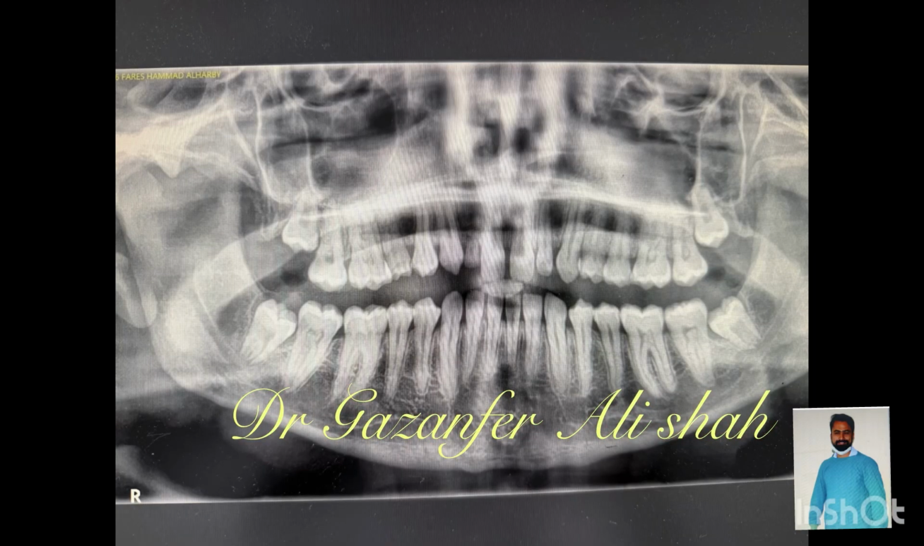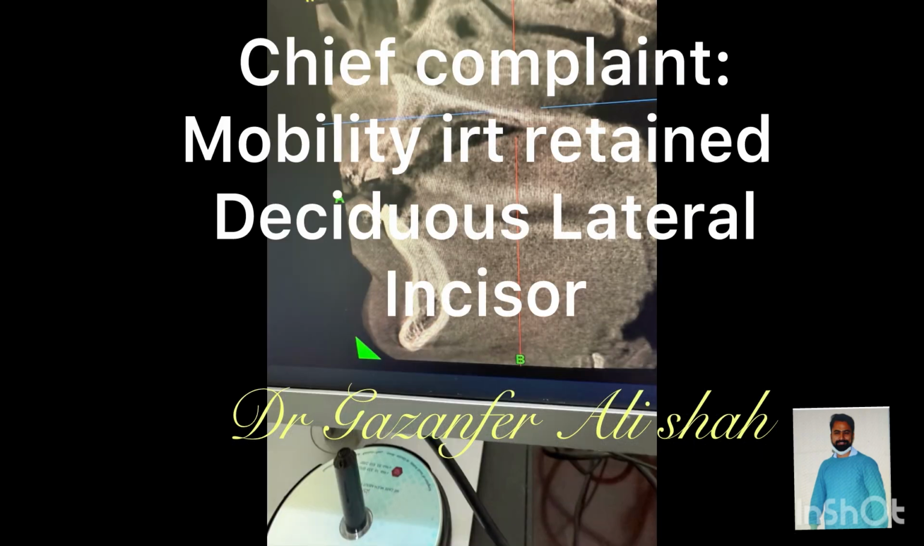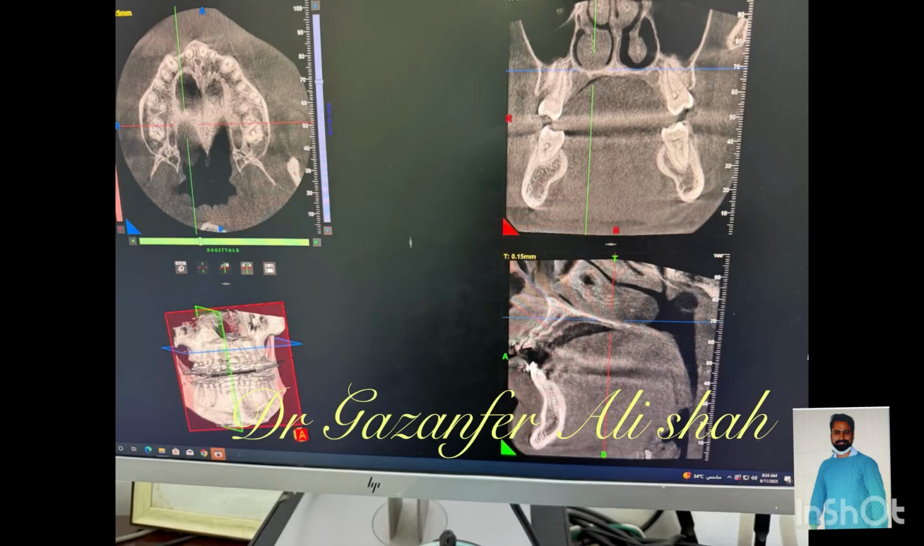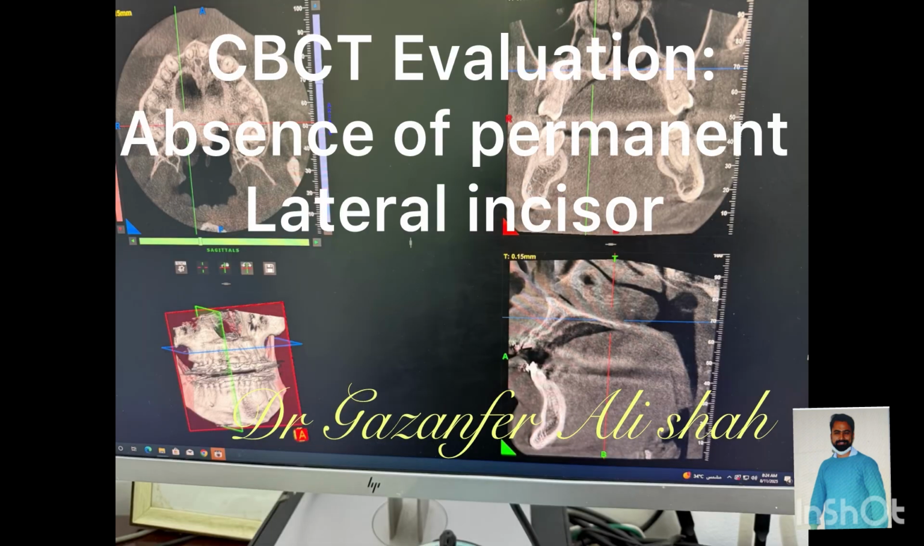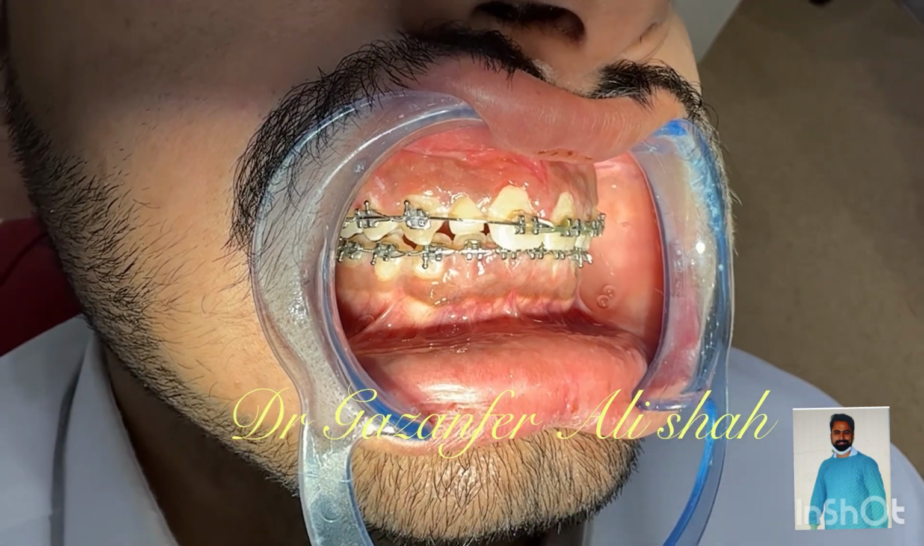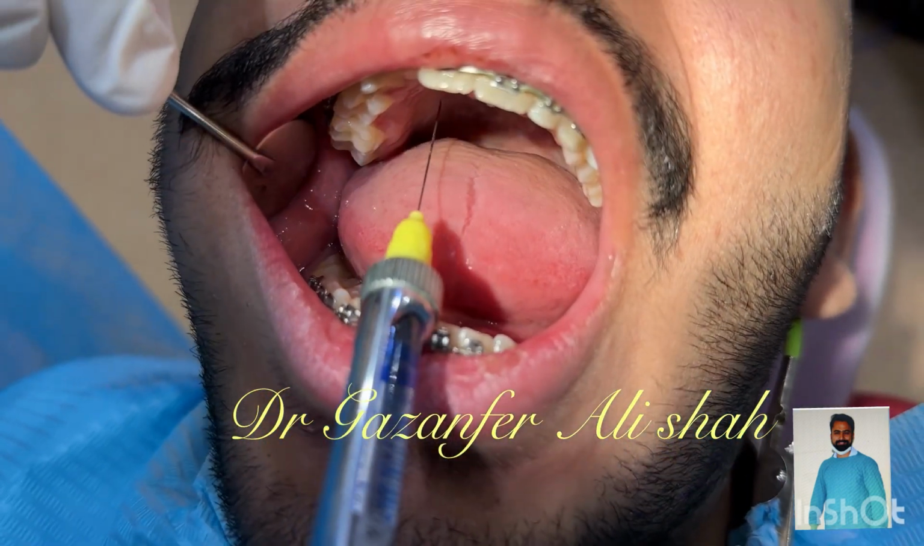This patient came to our hospital with the chief complaint of a retained deciduous tooth with a missing lateral incisor. On CBCT evaluation, we found proper ridge width and alveolar height for implant placement. We discussed the risks and benefits of treatment with the patient and completed informed consent.